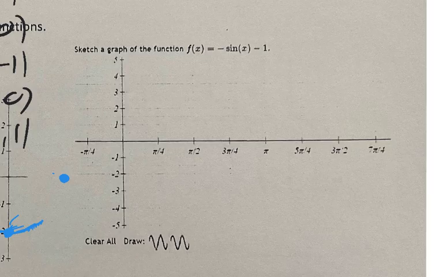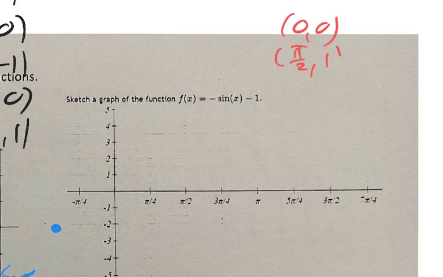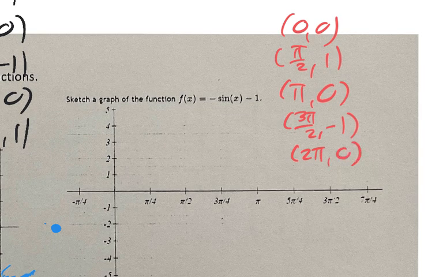Okay, here, this one. Sine wave. Quickly. What are the critical points for sine? 0, 0. Pi over 2, 1. Pi, 0. 3 pi over 2, negative 1. 2 pi, 0. And what's happened to those critical points in this equation? They've been reflected and down 1. So I need to multiply all the y's by negative 1 to reflect it. And then I need to go down 1.